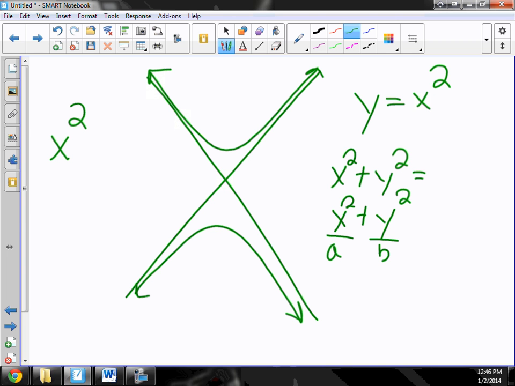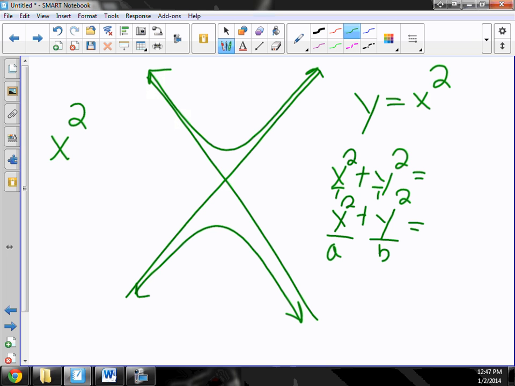So this is the major and the minor axis. Whichever one of these numbers is bigger, if the x is bigger, then it's a horizontal ellipse. If the y is bigger, then it's a vertical ellipse. Well, what if a and b were the same number? It would be a circle, right? So the only difference between these is these are both over 1, and these are divided by two different numbers, and that stretches it one way or the other.